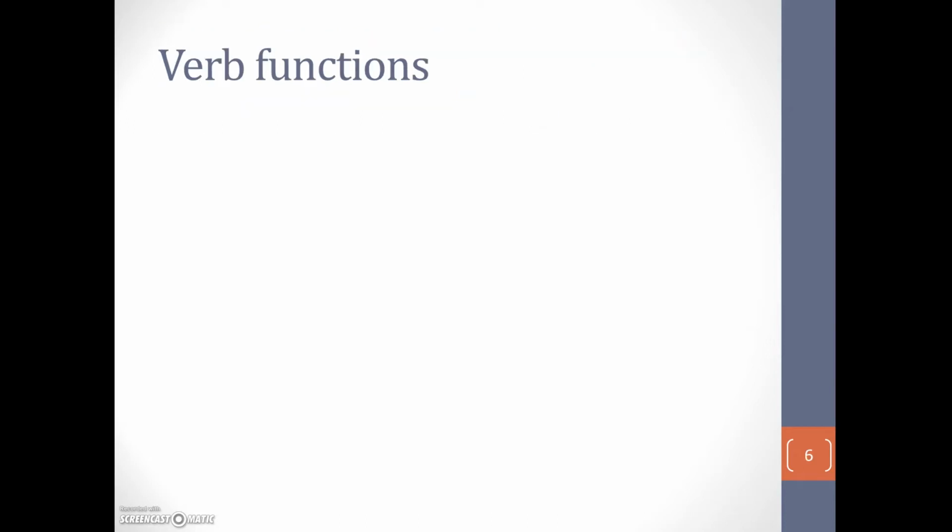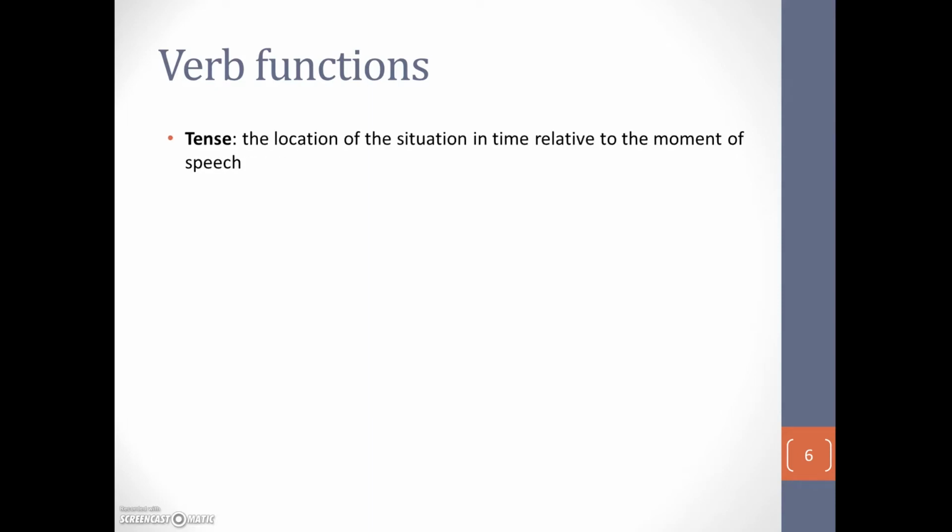So in addition to this primary function, which is called predication, verbs cover a number of other communicative functions which are associated with a number of grammatical categories, and I'm just going to list them here, and you can also look at them in your book. That's the table in section 6.2. So they express tense, which is the location of the situation in time relative to the moment of speech.